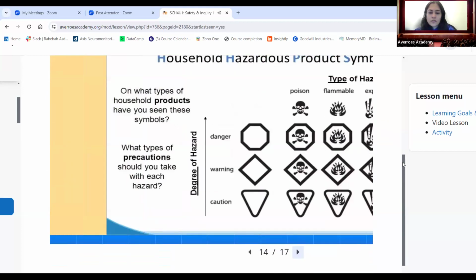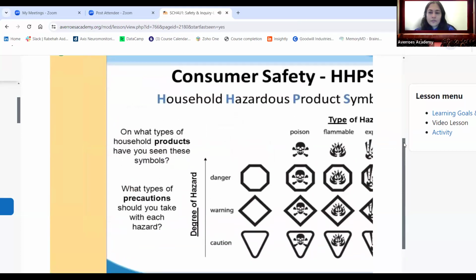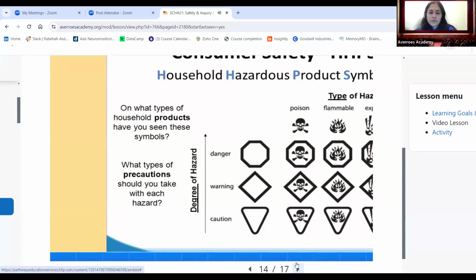Symbol is then enclosed by a particular shape. So there's 4 symbols and 3 different shapes. These symbols indicate the type of hazard, if it's poisonous, flammable, explosive, or corrosive. And then the shape that symbol is enclosed in is the degree of hazard. So is it just something to be cautious about? Is it a warning, the second level of severity, or is it danger, right? That would be the highest degree of hazard. So for example, the poison symbol with the danger degree of hazard would be very, very poisonous and dangerous.